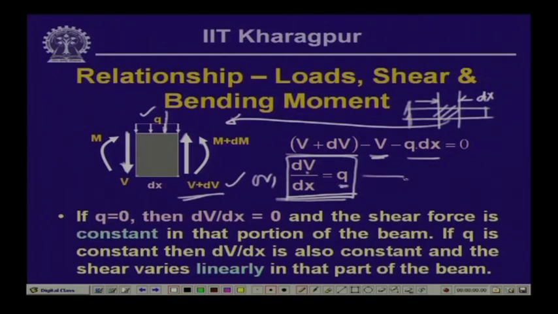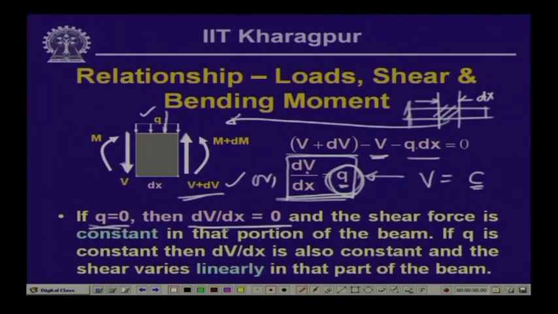Now, if you look into this particular expression, if this particular term q is equal to 0, then dV/dx equals 0, and if dV/dx equals 0, then the shear force gives us a constant value. So, wherever in a beam we do not have any load, if we like to compute the shear force over that particular portion, then the shear force will be constant over that region where there is no load. So, this is what is being interpreted from this equation, that if dV/dx is equal to 0, then the shear force is constant in that particular portion of the beam.